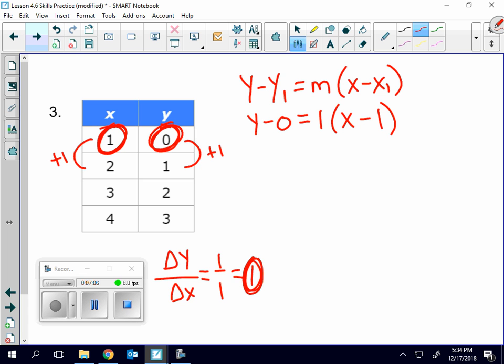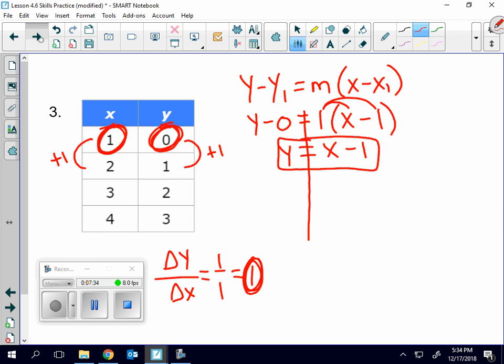This one's rather easy. To change it into slope-intercept form, multiply this by 1, but of course anything times 1 is just itself. And y minus 0, well, that's just y. Y equals x minus 1. You're done. You didn't need to move anything over because it was y minus 0. Okay?